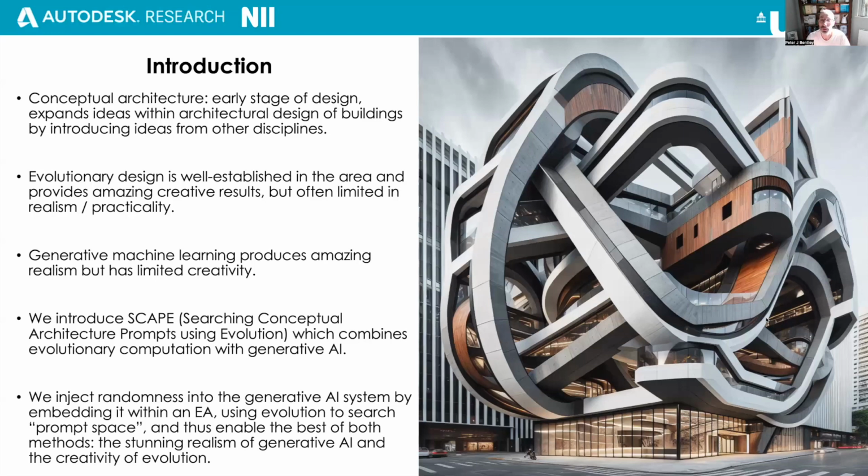But the trouble with evolutionary computation, as good as it is, as creative as it is, is that you don't get the kind of realism that you see in the latest generative machine learning methods, such as DALL-E. But the trouble with DALL-E is it's actually quite hard to use, and you don't get the creativity. DALL-E produces the most predictable outcomes for a given prompt. So you have to be pretty good at writing prompts to get anything useful. And that's not really compatible with the early stages of conceptual design. How do you write something when you don't know what you want yet?